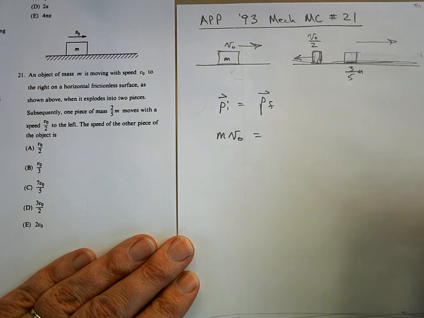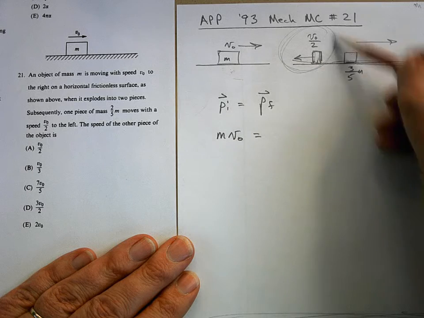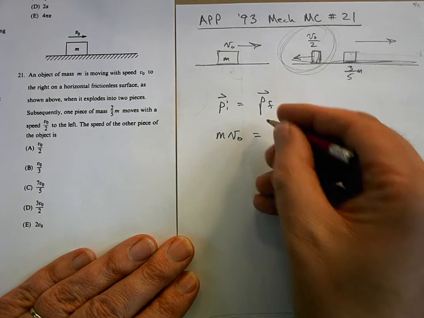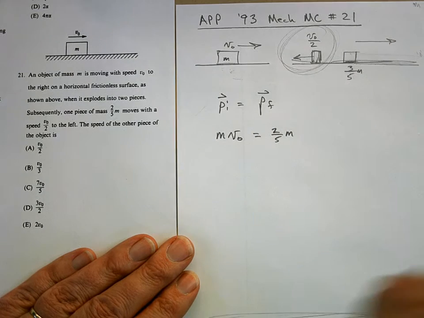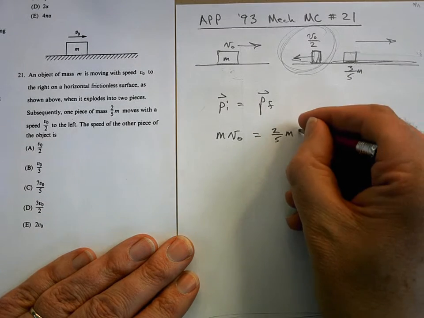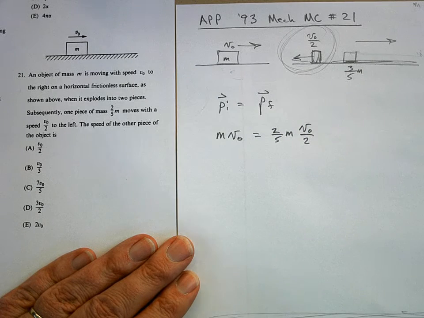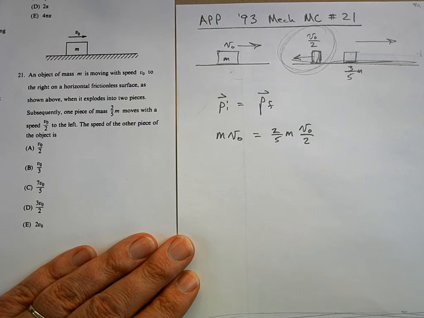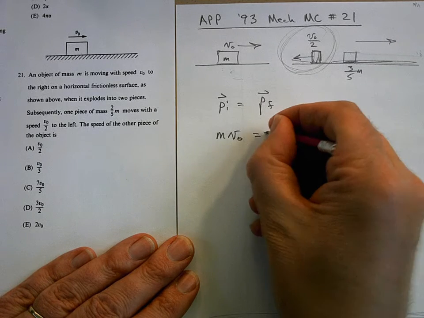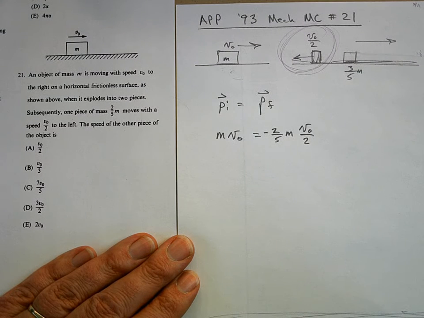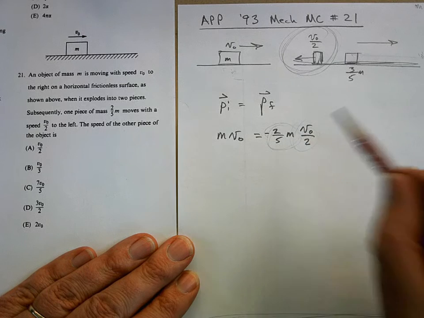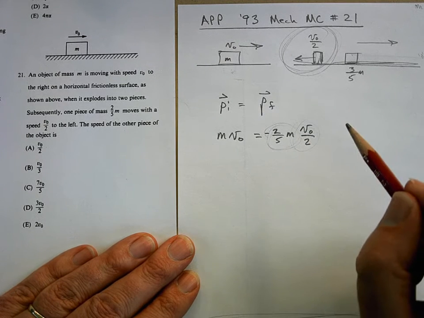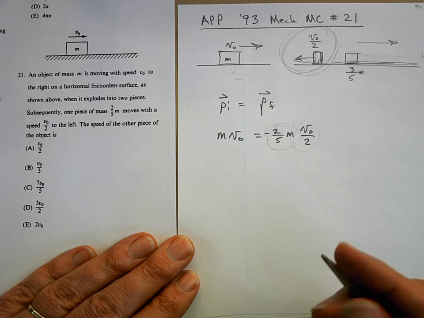This is equal to the final momentum. Well, we got this guy right here. What is its mass? It's given to be 2/5 of m. What is its velocity? It's v0 over 2, but what do you have to do to it? It is in what direction? It's to the left, so you have to put a negative in front of it. And that's probably where most of you made a mistake. It's mass times velocity, but velocity is a vector, so you have to think about its direction. If it's moving to the left, you give it a negative.